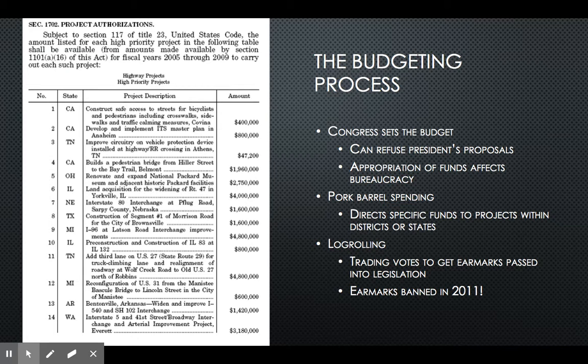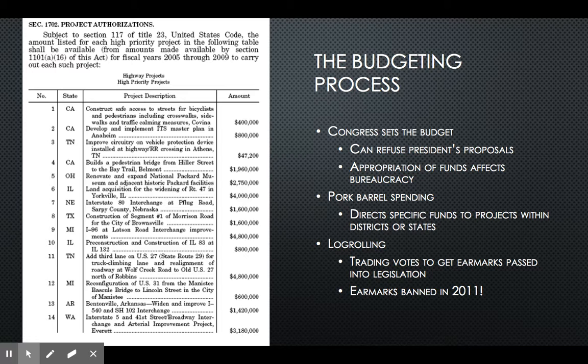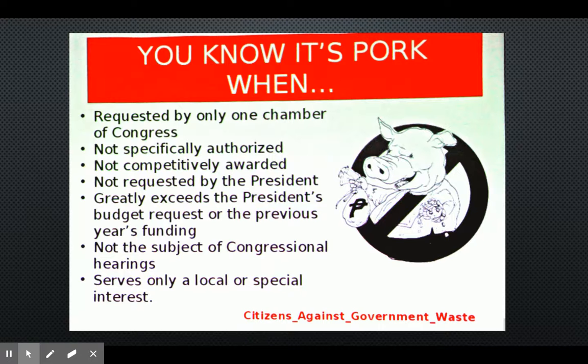Now, log rolling is defined as trading votes to get earmarks passed into legislation. So this is an example of earmarks right here. Federal funding that is directed to specific projects within specific states. Okay, so that's an example of earmarks. Now, earmarks were banned by President Obama in 2011. He said that he would veto any bill that had earmarks on it. Okay, so pork barrel spending is somewhat frowned upon. And you all can read this chart.